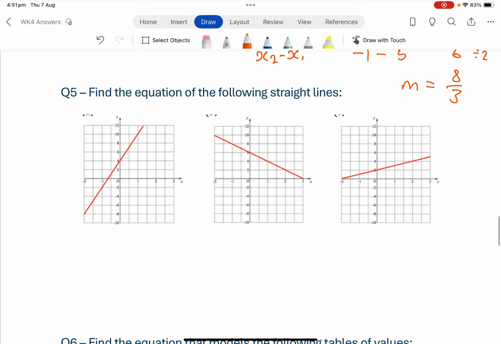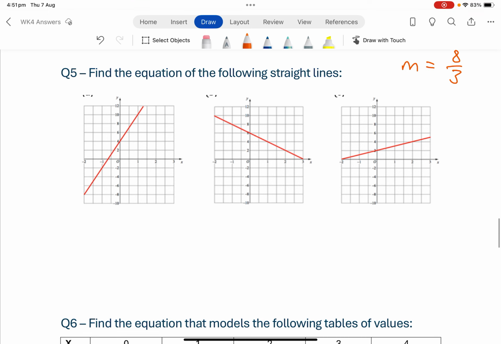Awesome. All right. Find the equation of the following straight lines. Okay. If you remember for these ones, I want you to draw this. So y equals something x plus something. All right. And remember, this bit here is my gradient.